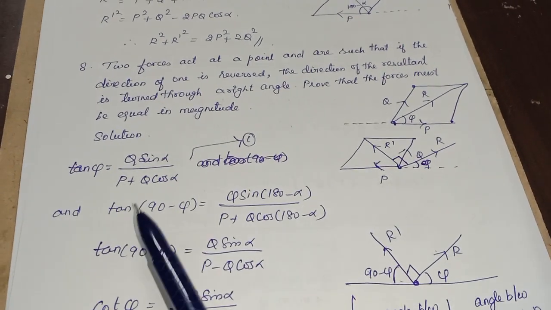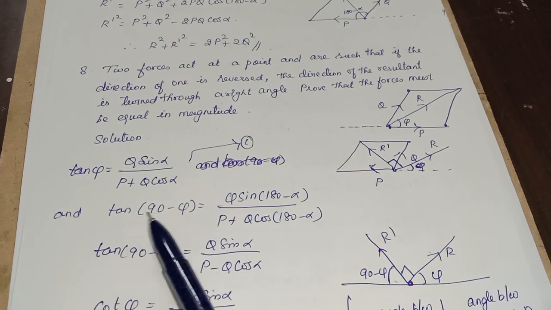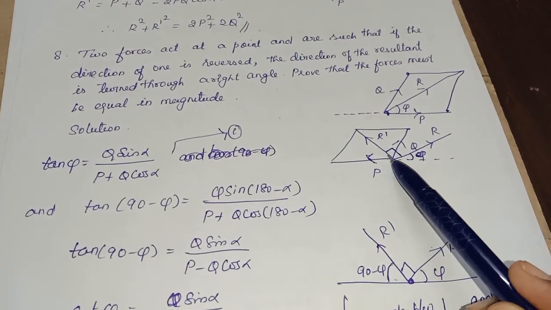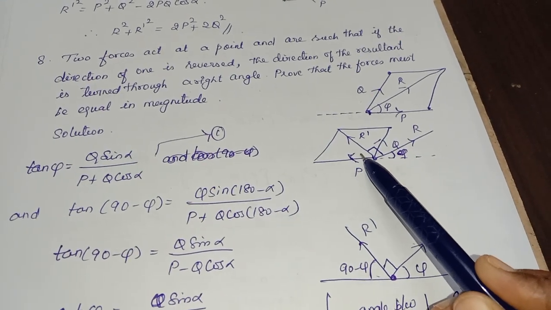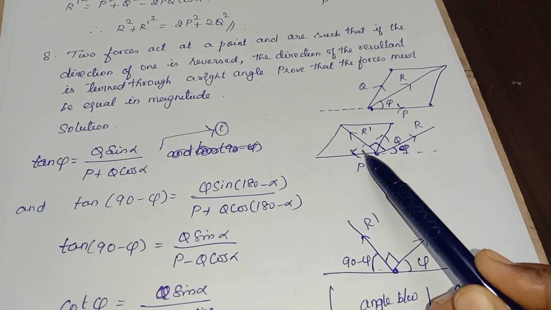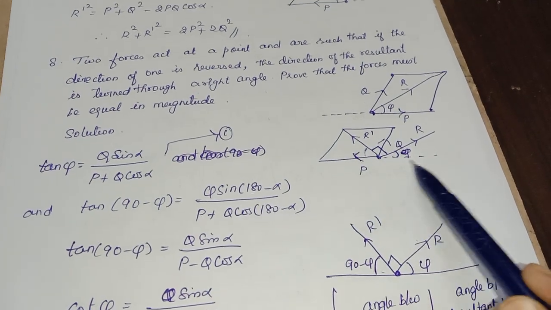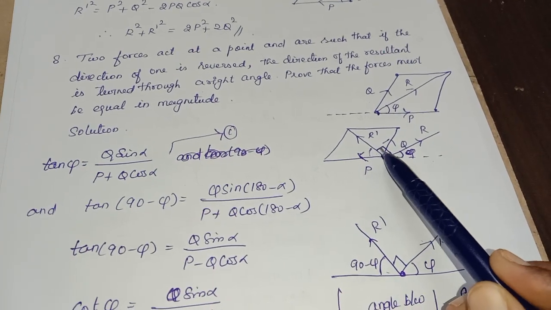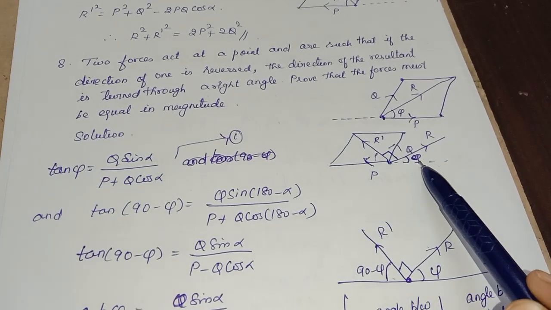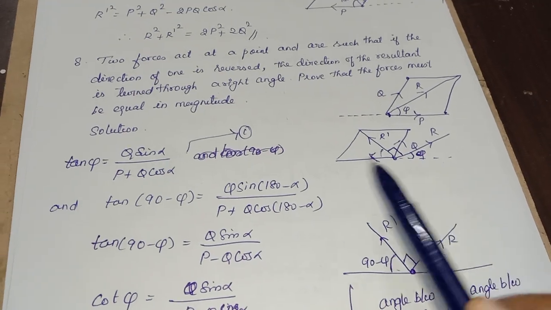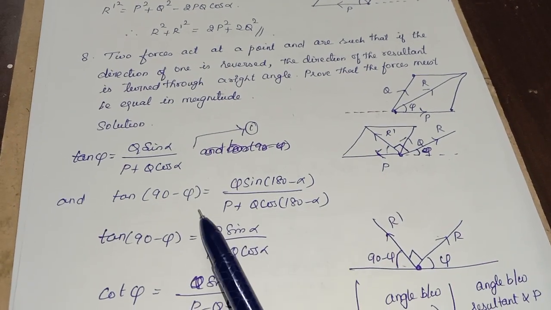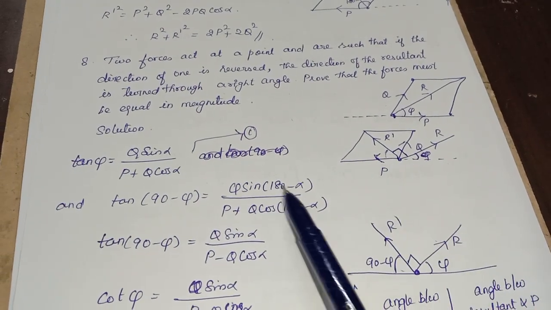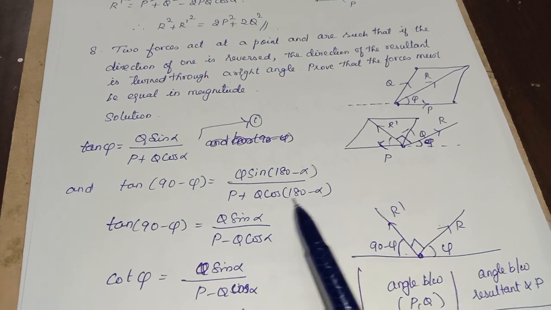Next, for the second case, tan of 90 minus phi. How are you getting this 90 minus phi? This is the angle in the second case, the angle between the resultant and the first force. The total angle is 180 degrees. This is phi and this is 90, so this will be 180 minus 90 minus phi, which is 90 minus phi. So tan of 90 minus phi equals q sin of, in the place of alpha, what will you write for the second case? 180 minus alpha, by p plus q cos of 180 minus alpha.